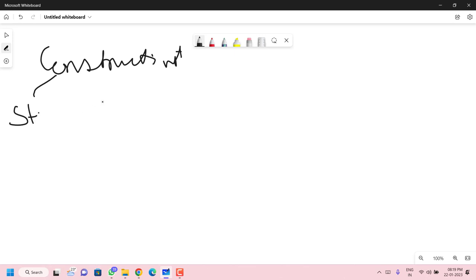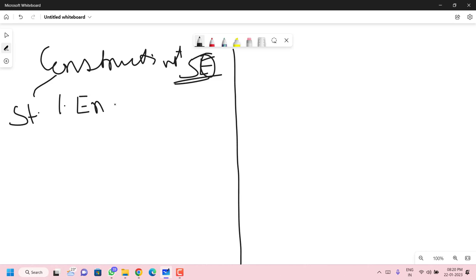And as this 5E says, it has 5 steps, and each step starts with E. That's why it is named a 5E, isn't it? Nothing more special in the name. So the first thing that we have to see is that the first E is engage. You have to engage the learner in the learning situation. Engagement means that you have to draw the attention of the learner in the learning process.